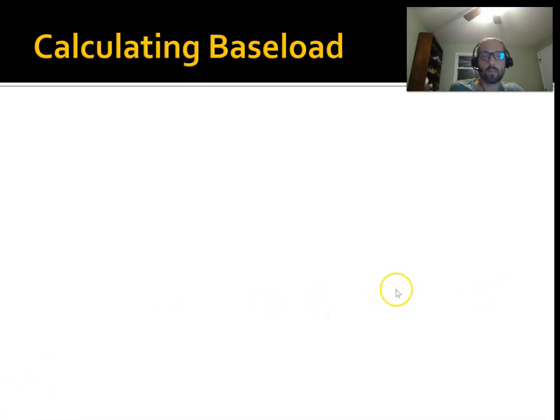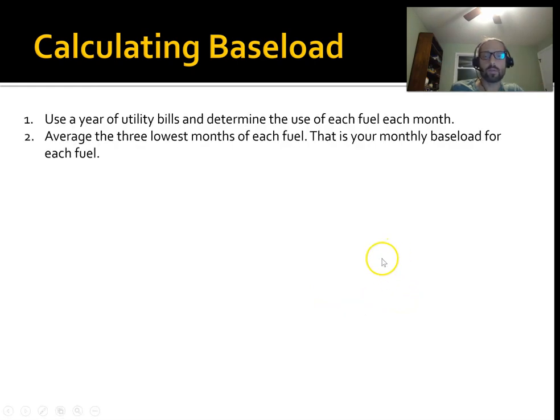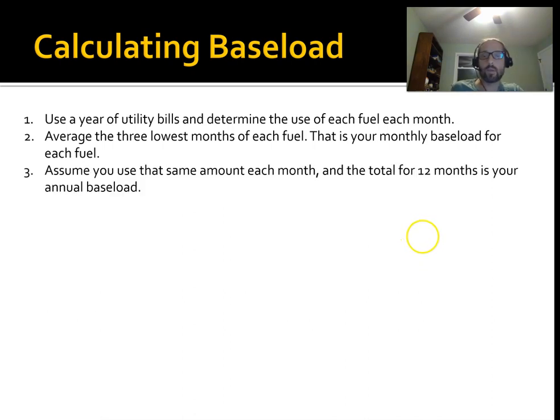In order to calculate the base load, it's actually pretty easy if you have a year's worth of utility bills. You take a year's worth of utility bills and you average the 3 lowest months of use. That's it. You're going to do this in your lab. You're actually going to look at some real utility bills and calculate the seasonal and the base load. For your base load, you take the 3 lowest months, you average them, and you assume that that's your base load that you use every single month.